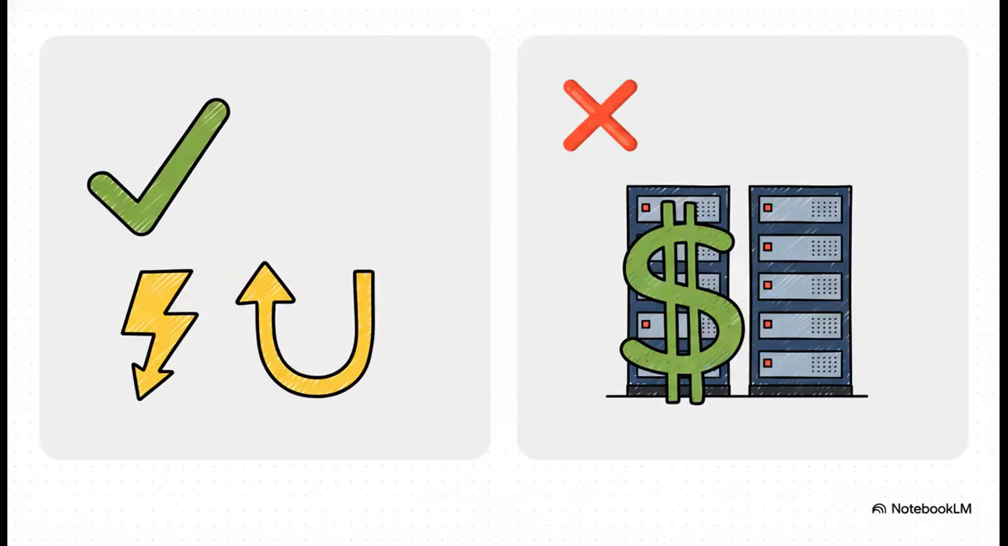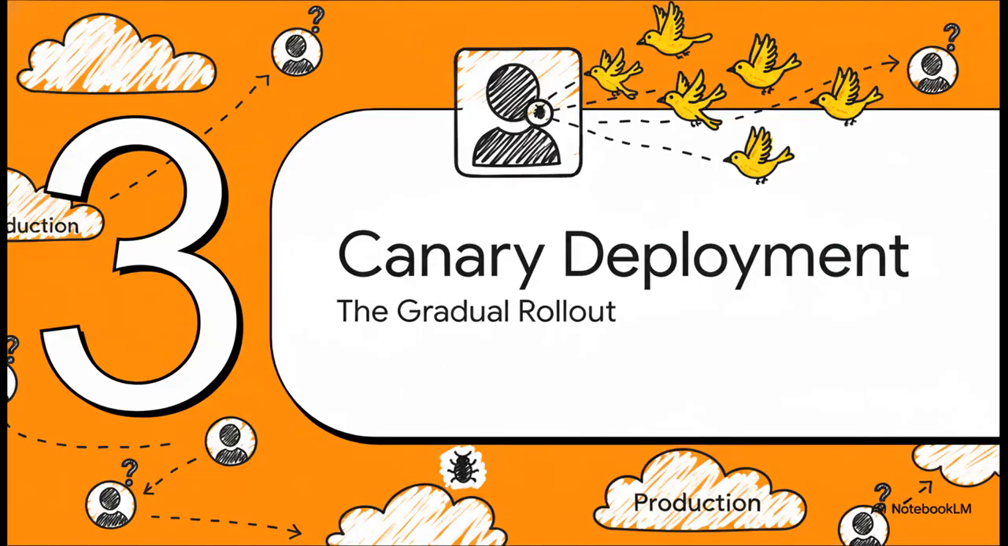The upside here is huge, right? Instant rollbacks, no weird versioning conflicts. But the downside? Well, it's the cost. You're basically running double the infrastructure, and that is not cheap. It's a fantastic choice for really high-risk releases or when you need that absolute certainty you can revert in a split second.